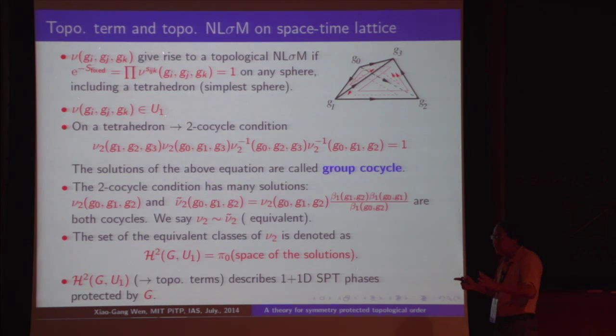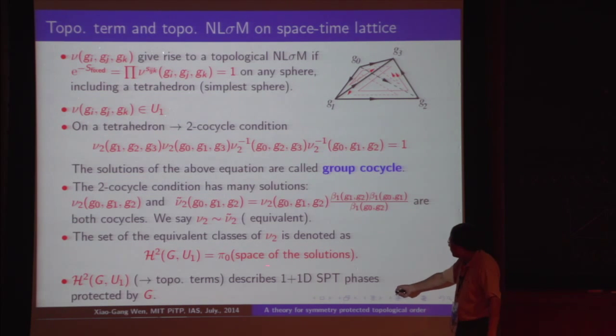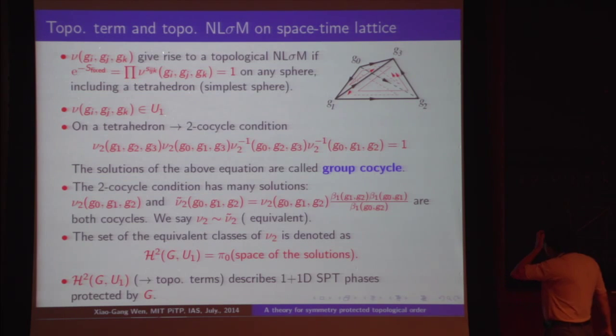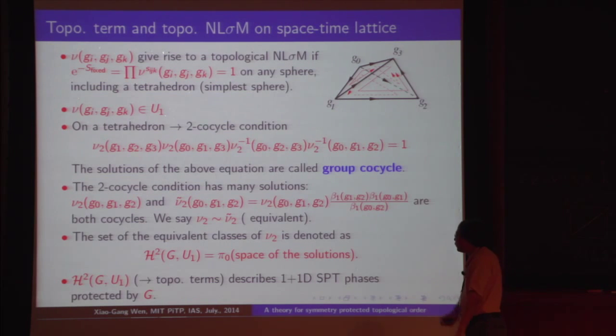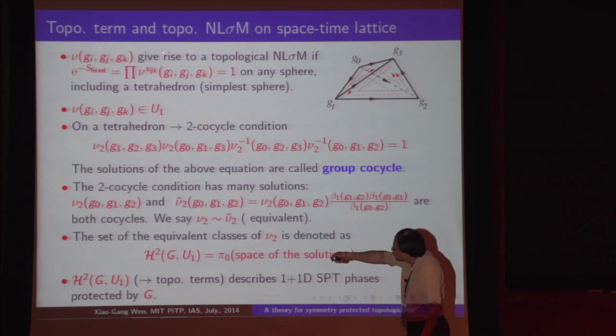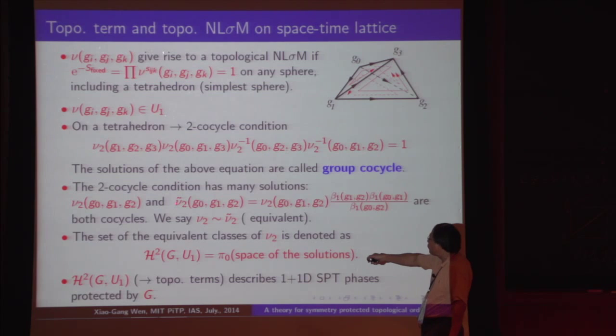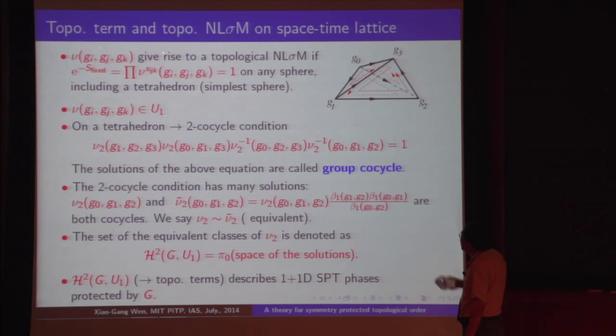If two solutions can be continuously deformed into each other, they should be equivalent. They should correspond to the same phase. So we are thinking about the pi zero of the solution space. And there's another way to construct the pi zero: if nu is a solution, nu tilde is also a solution.